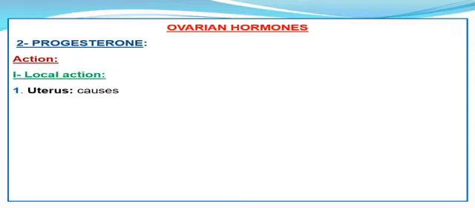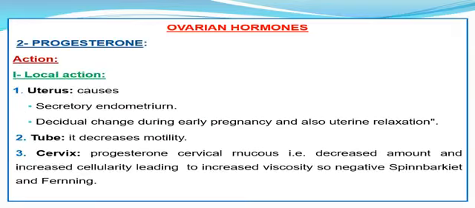Progesterone again. Progesterone has local action, general action, and central action. On the uterus, it is responsible for the secretory endometrium or the decidual changes during early pregnancy and also uterine relaxation during pregnancy. On the tubes, it causes decreased tubal motility. On the cervix, it turns the positive sperm penetration and ferning effect of estrogen into a negative one and causes the cervical mucus to become more and more thickened to close the cervix during pregnancy.